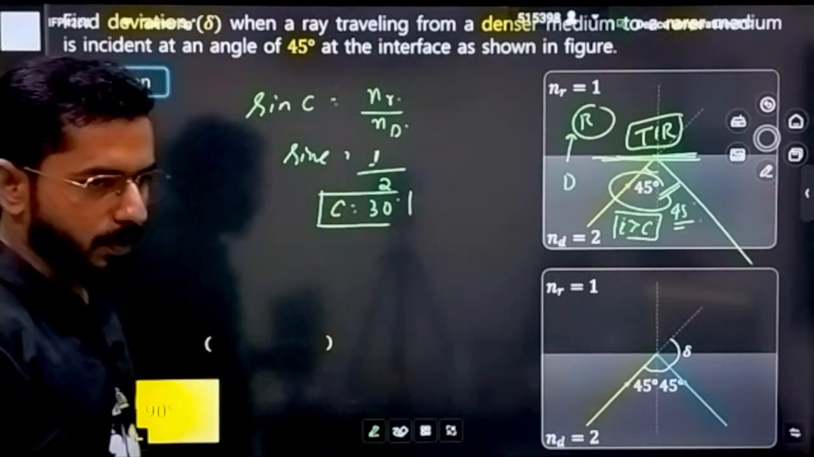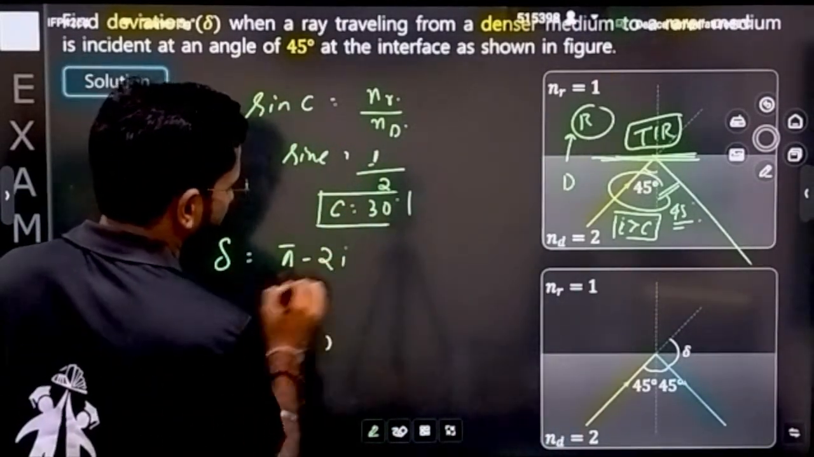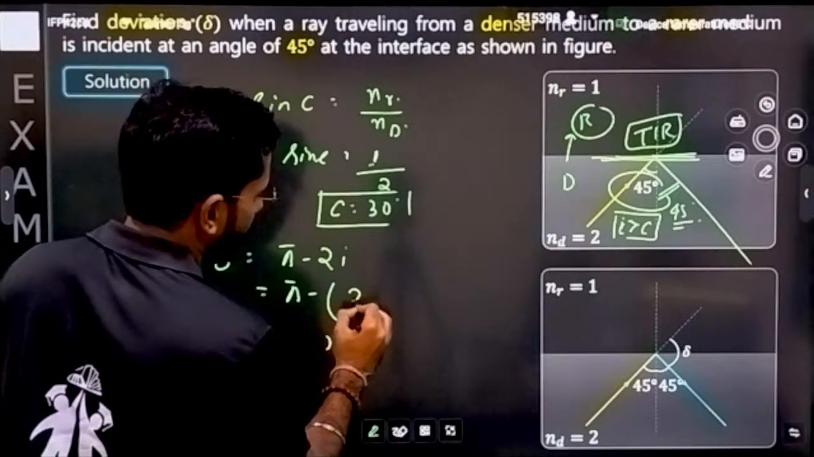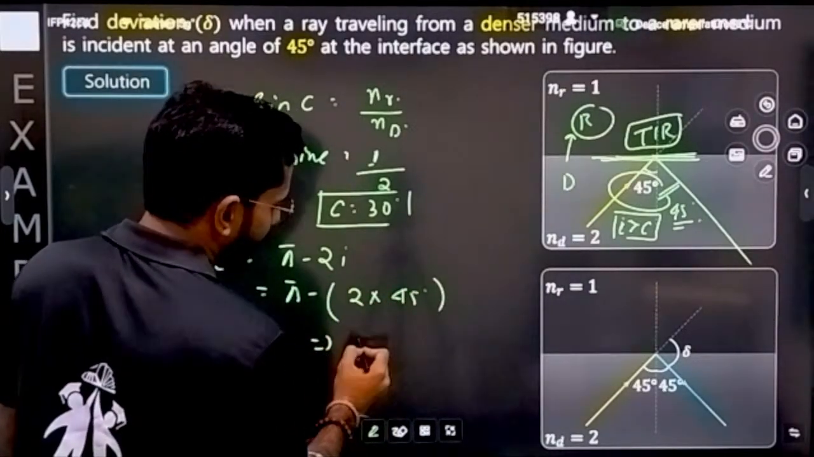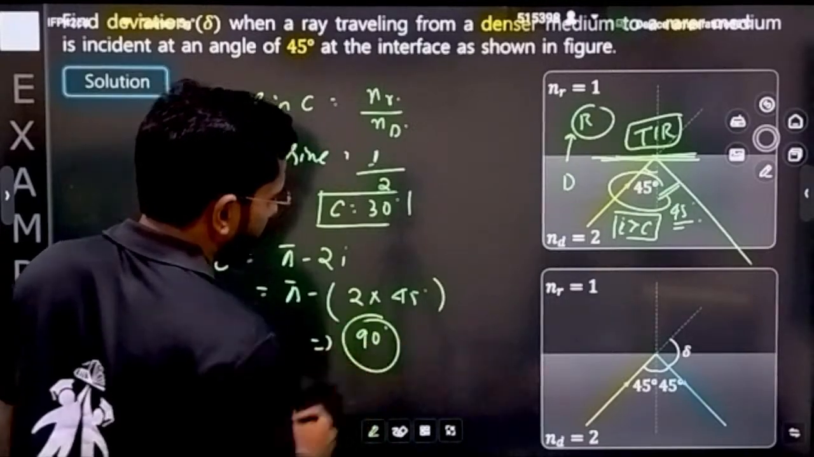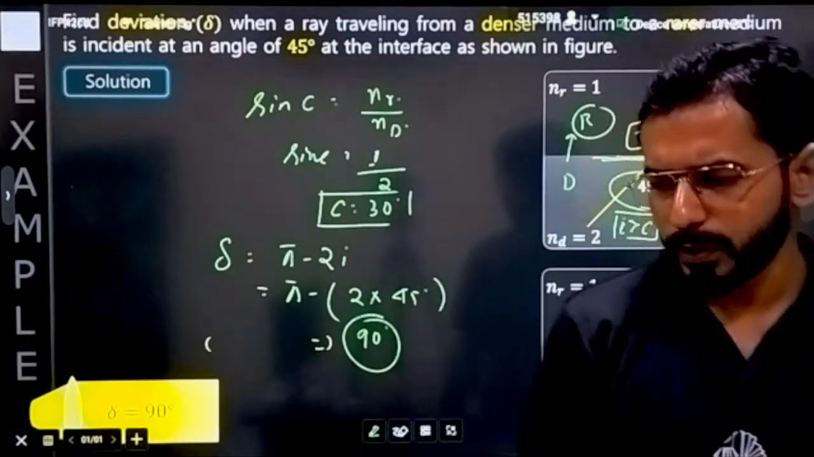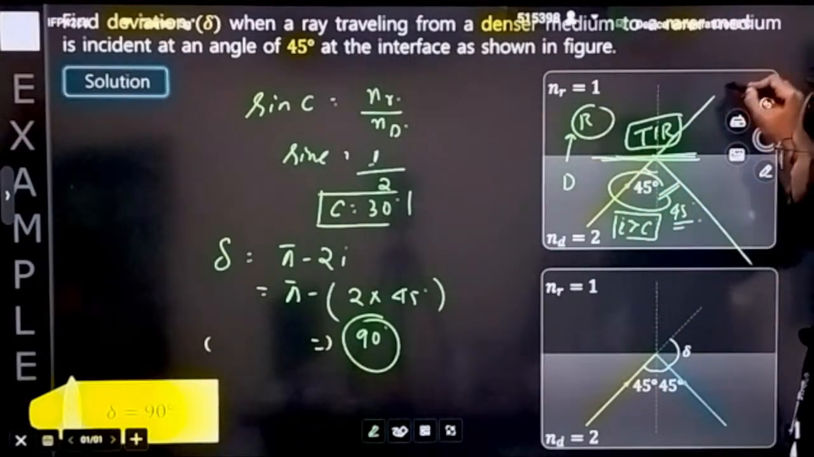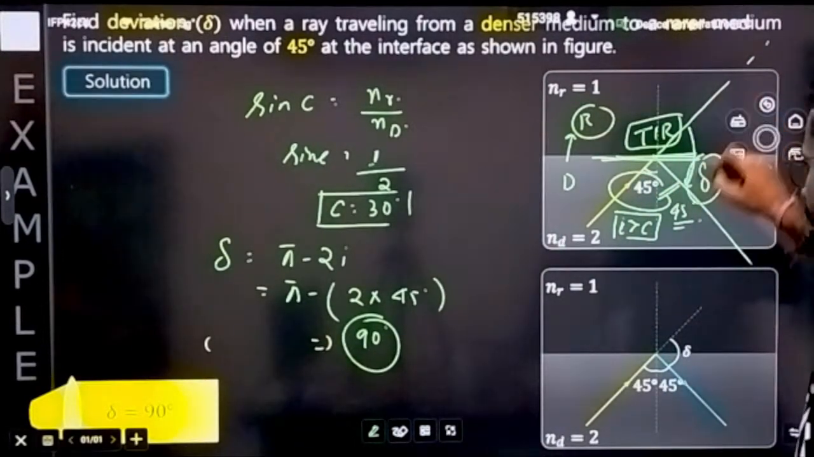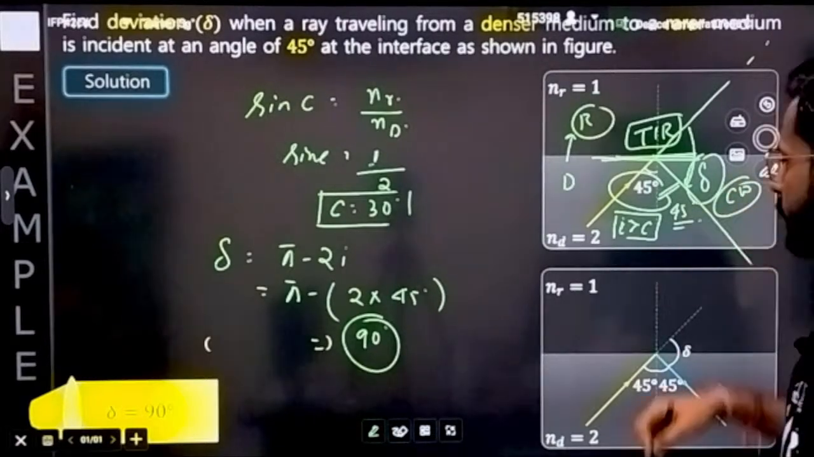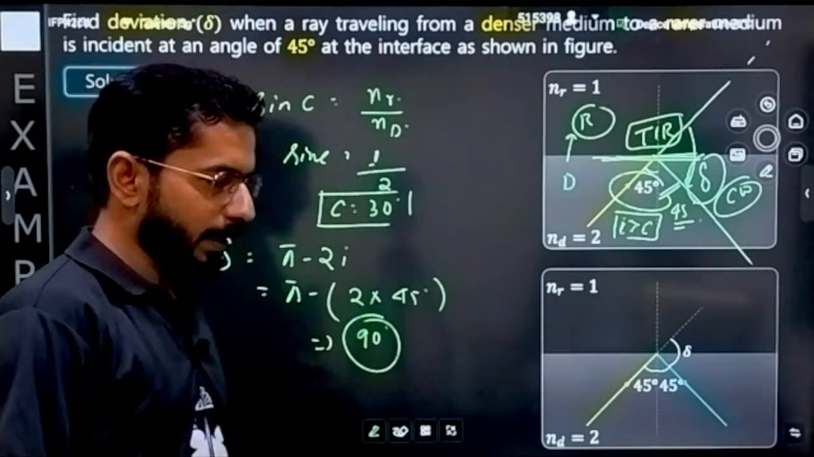And for reflection, what is the formula that we know for deviation? Deviation is equal to pi minus 2i. Pi minus 2 into i. i is how much? 45. That means 180 minus 90, which is equal to 90 degrees. That will be the answer. Clear? And what will the sense of rotation be? This is the normal, and this is the sense of rotation. You will say this is going in the clockwise direction. This will be the complete answer that you will quote here. Clear?